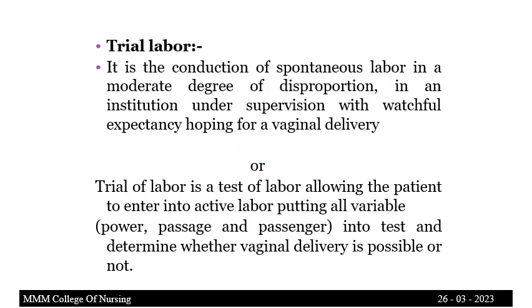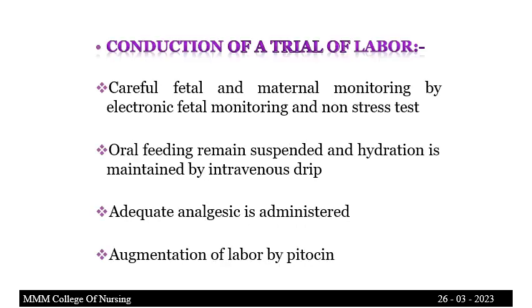The next is going for the trial labor. When the mother is at term, we can go for trial labor. It is the conduction of spontaneous labor in a moderate degree of disproportion in an institution under supervision with watchful expectancy, hoping for a vaginal delivery. Or, trial of labor is a test of labor, allowing the patient to enter into active labor, putting all variables like power, passage, and passenger to the test and determining whether vaginal delivery is possible or not. This is called trial labor.